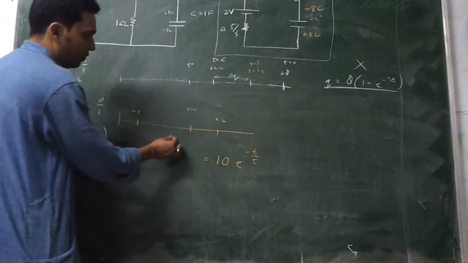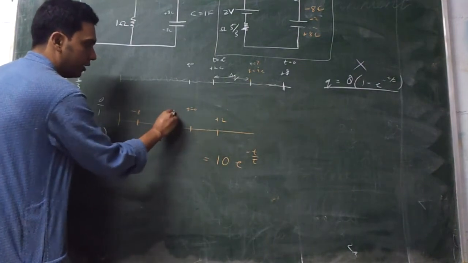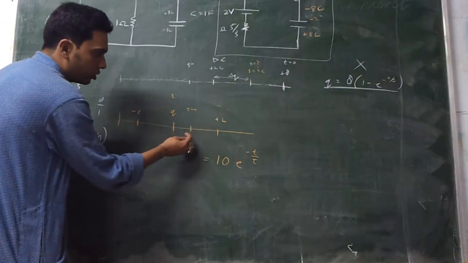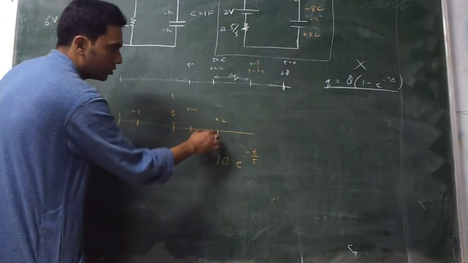And if you have reached over here and you want to reach over there, the charge on this at any time t is Q. You will write this is Q, the charge on it, and this is minus Q over here, and then plus.